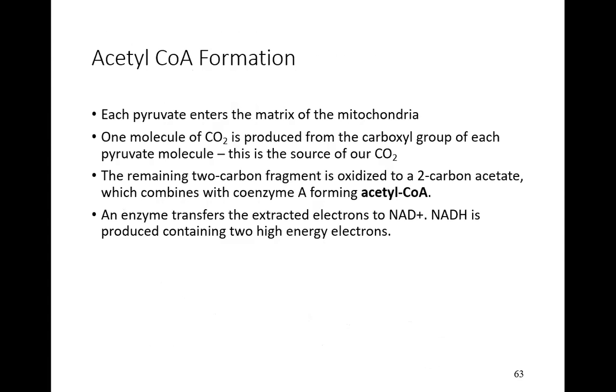The pyruvates go in and they get oxidized, and we strip off some more electrons. NAD plus becomes NADH inside the mitochondria, stripping off more high energy electrons. But doing so causes the pyruvate to break apart. And one of the carbons in the pyruvate leaves in the form of carbon dioxide. All we have left is now a 2-carbon compound, which is what enters the Krebs cycle.